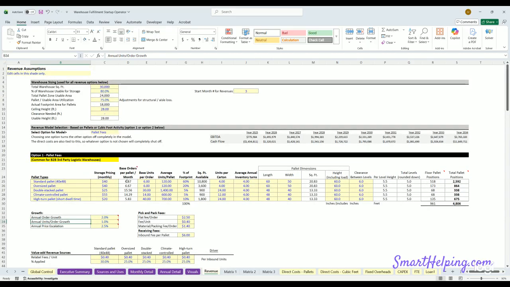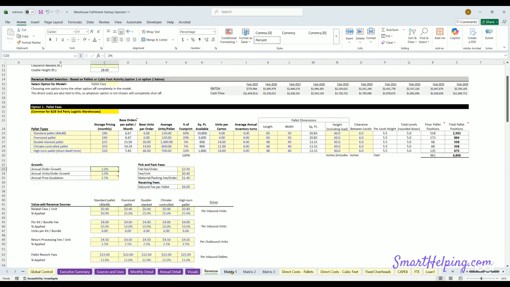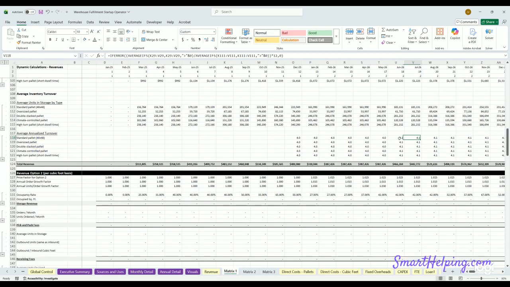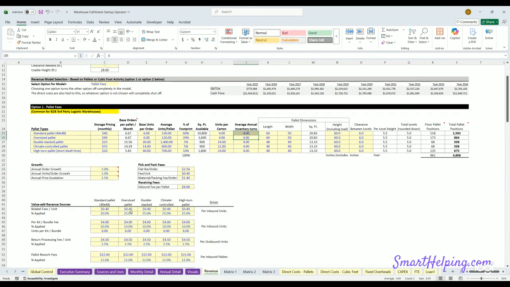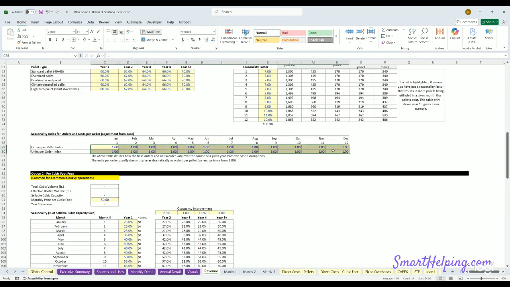And in year 2, we also have growth assumptions for units per order and annual order growth. So that's going to apply to these bases, saying that over time you might have more orders and more units per order. We can adjust the percentages here, and in that case, your turnover starts to get a little bit higher. But in year 1, it'd be 4 if all of these were at 1.0, meaning no change from base.